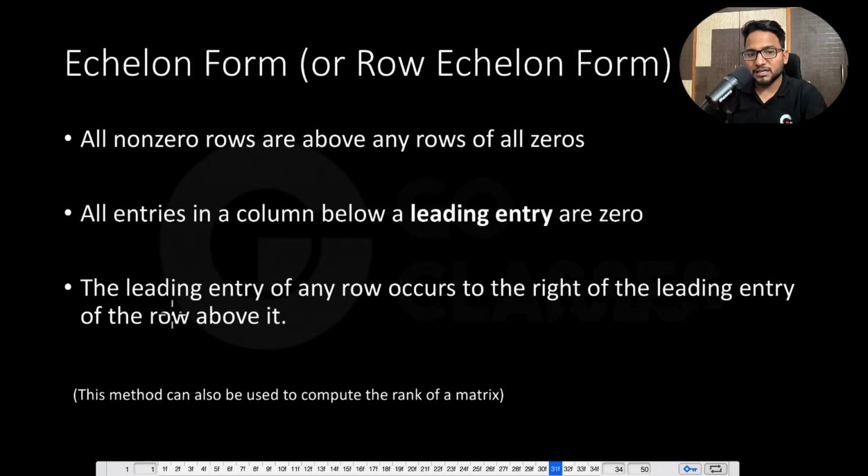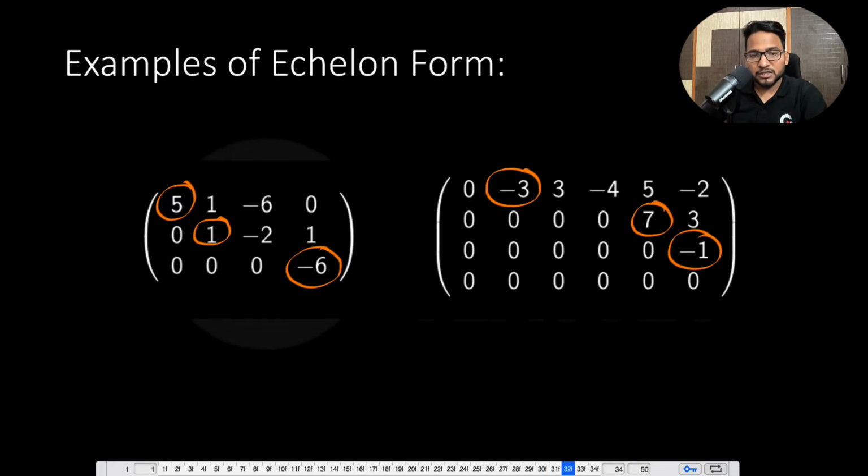And the third thing is that the leading entry of any row occurs to the right of the leading entry of the row above. If this 5 is the leading entry of the row above this 1, then this 1 should occur on the right-hand side. Similarly, this -6 should occur on the right-hand side of this one. So these are the 3 conditions.